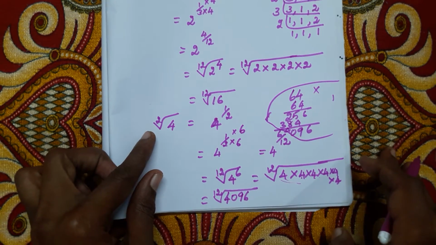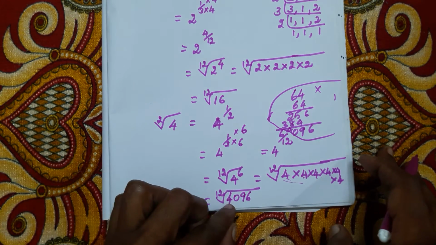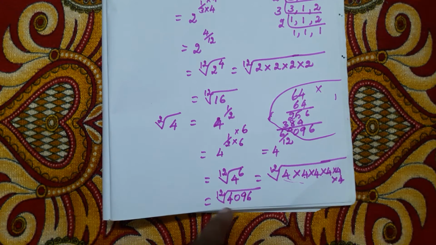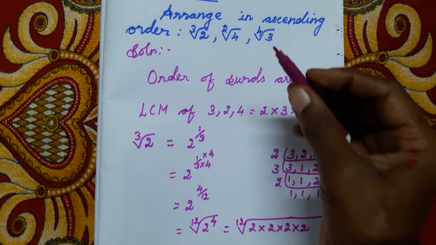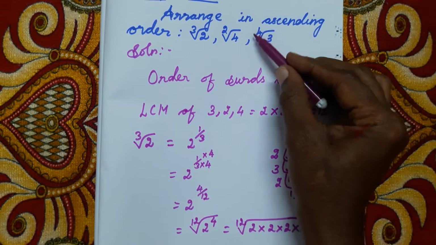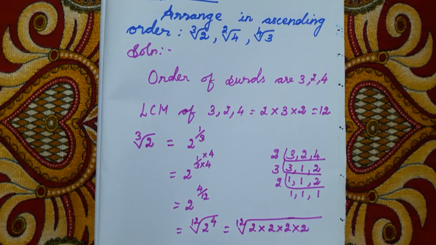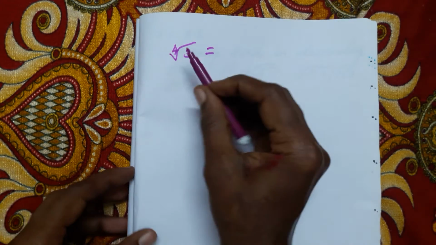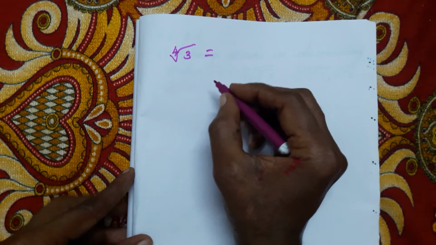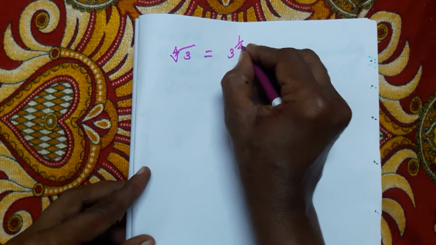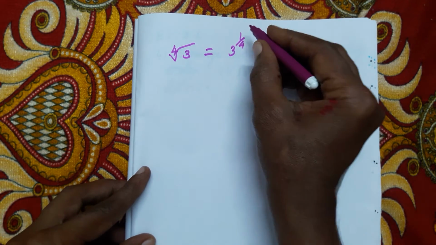So square root of 4 is equal to 12th root of 4096. Now we have to take the third number, 4th root of 3. Now 4th root of 3 is equal to 3 power 1 by 4. Fractional form is 3 power 1 by 4.